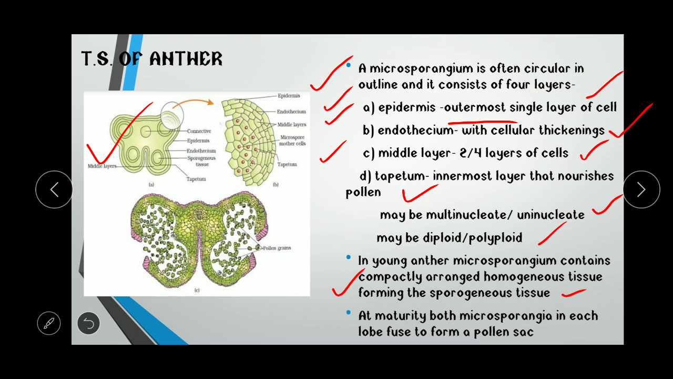That is, they have the ability to form spores. That's why they are called sporogenous tissue. Now, what happens at maturity? The two sporangia of each lobe fuse to form a single pollen sac.